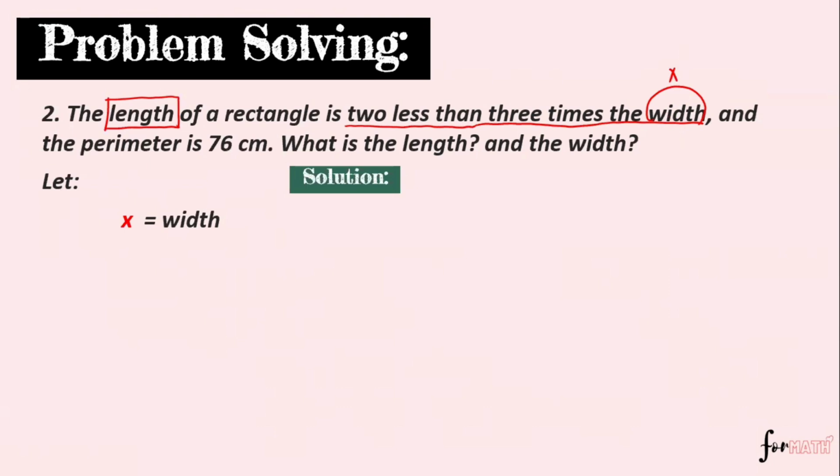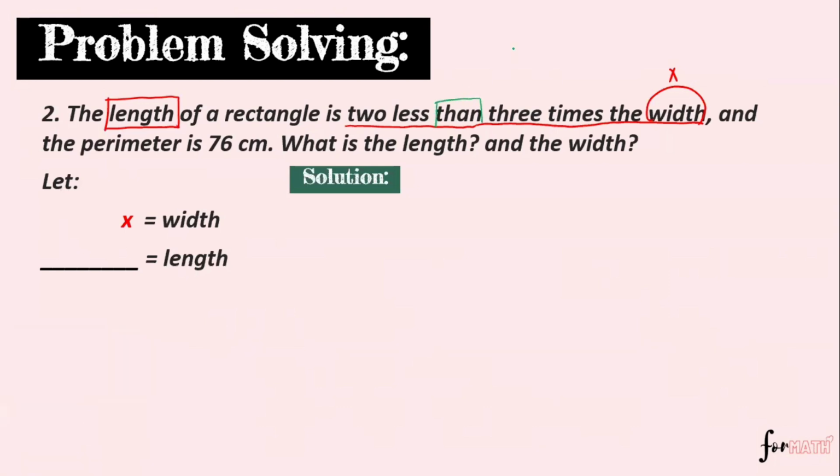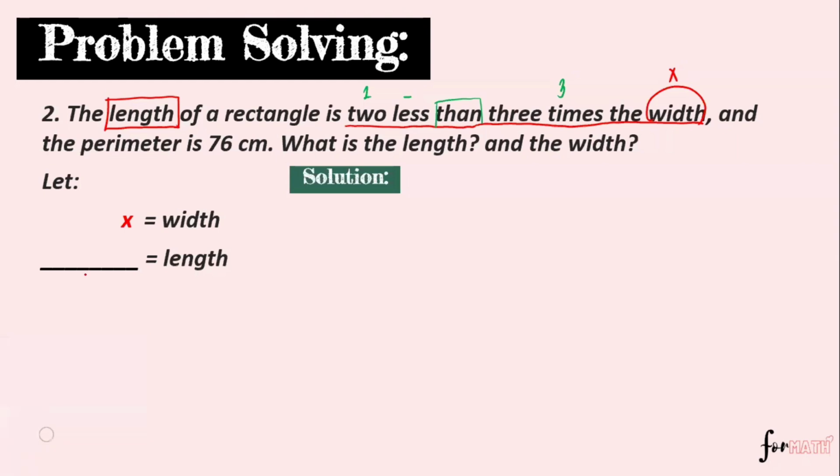Alright, so now let's have the equation or expression for the length. It says here, the length of a rectangle is 2 less than 3 times the width. So remember, I told you before, if we have the word "than," first do the 3 times the width, so that's 3x, and then we subtract 2. So our equation for the length will be 3x minus 2.